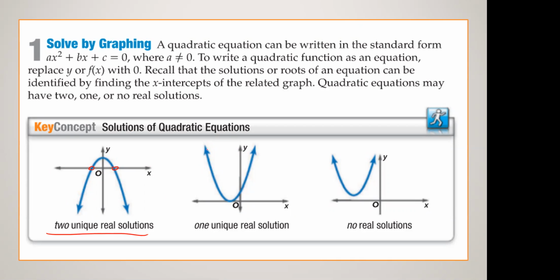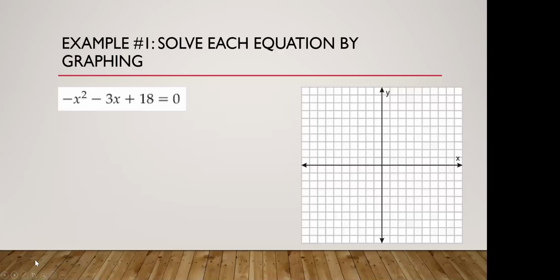You may have a parabola where the vertex is right on the x-axis. In that case, you only have 1 real solution. And in some cases, you may have a parabola where it never crosses the x-axis. It could be above the x-axis, it could be below the x-axis. In that case, there are no real solutions. All right, so let's go ahead and jump right in.